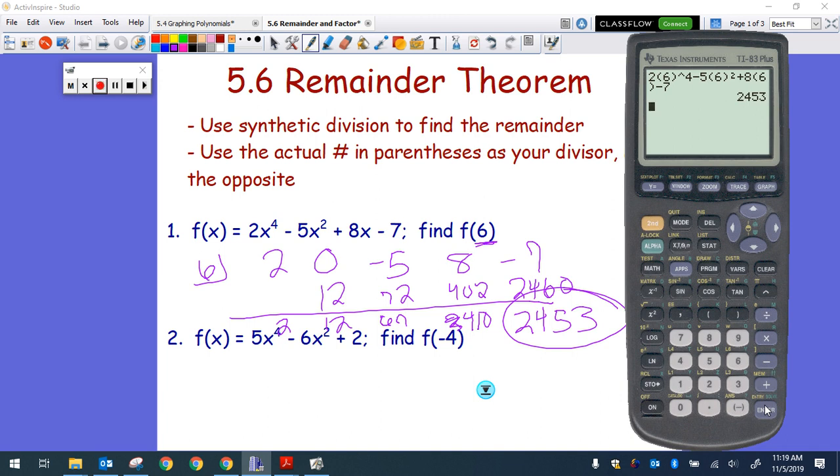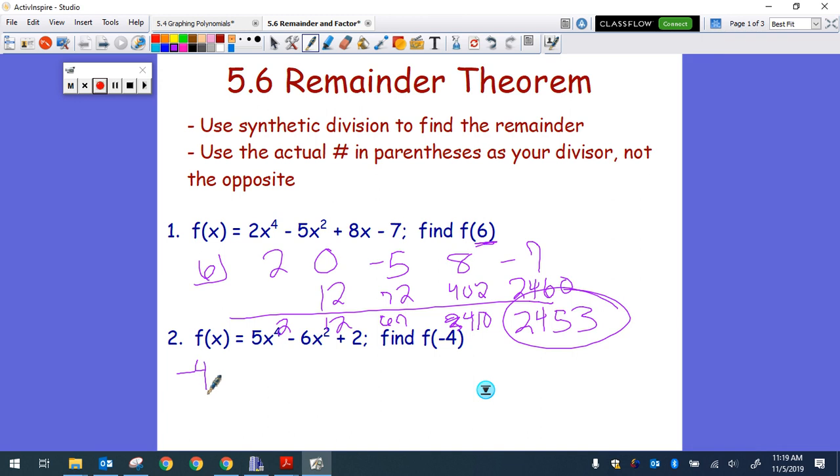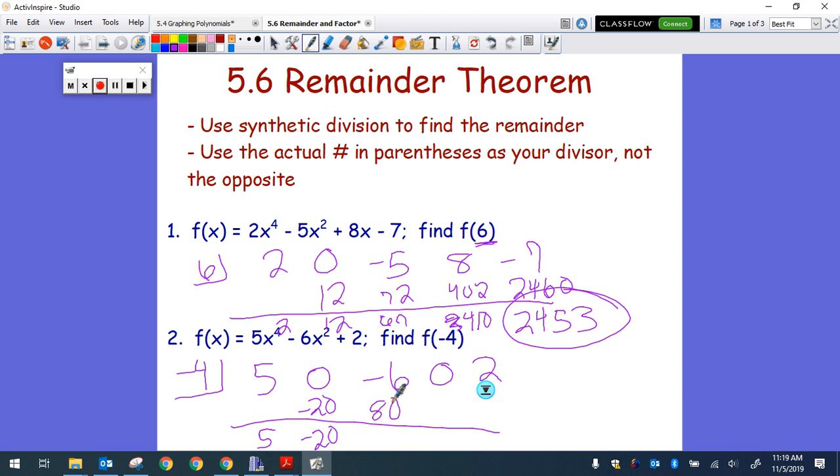So let me do another one. My -4 is going to go in the half box. My coefficients are 5 and 0, and -6 and 0 and 2. Bring down your 5, multiply, you get -20. Add those, you get -20. Multiply those, you get 80. Add those, you get 74.